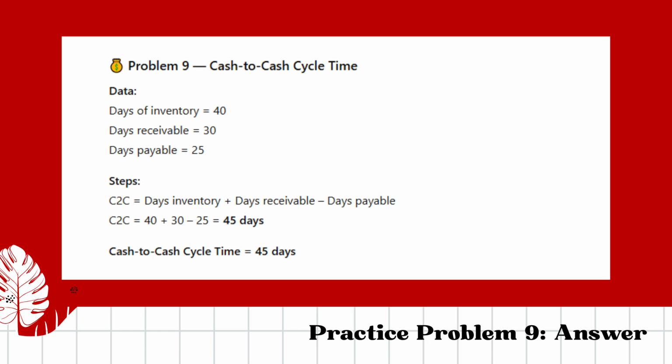Explanation. Problem 9. The cash-to-cash cycle measures how long a company's money is tied up in operations. We add the days of inventory and the days of receivables, then subtract the days of payables. So, 40 plus 30 minus 25 equals 45 days. This means it takes about 45 days from paying suppliers until the company collects cash from customers. The shorter that number, the healthier the cash flow.